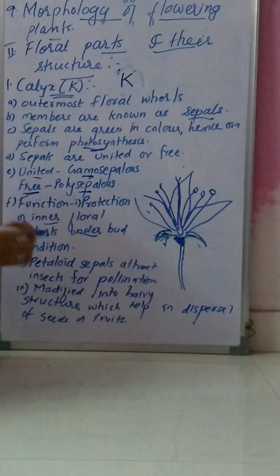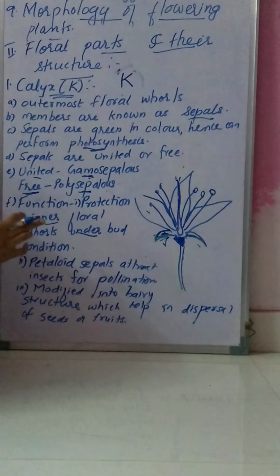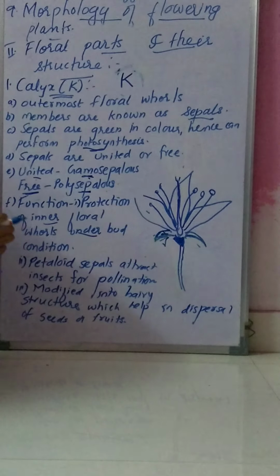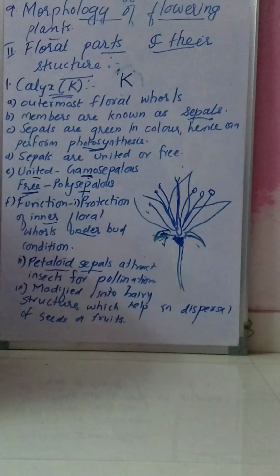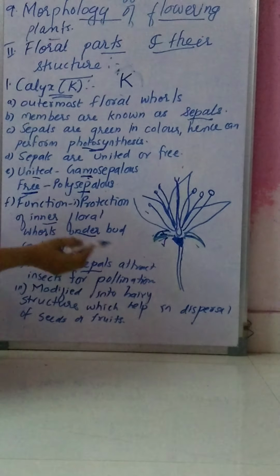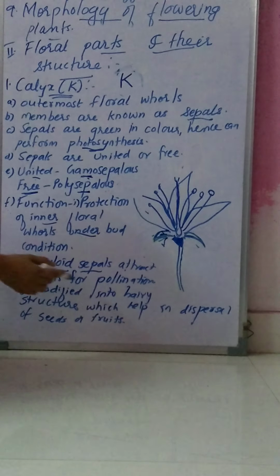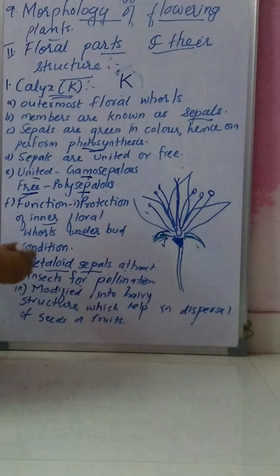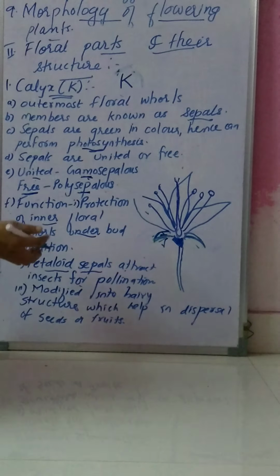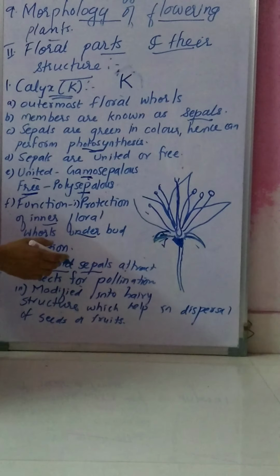Then in some flowers the sepals are colored. When colored sepals are present, they are known as petaloid sepals. As the sepals are colored, this color attracts insects for pollination. An example is canna, found in canna flowers as well as Mussaenda flowers.